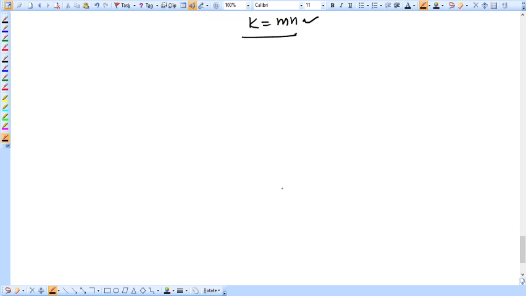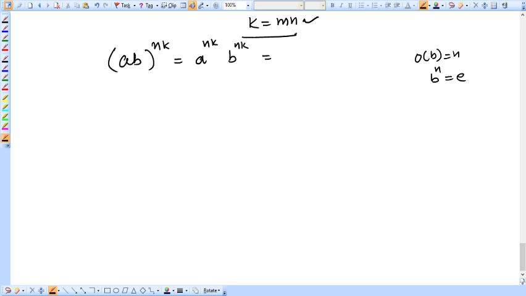Firstly, you see, AB raised to power nk, what will it be equal to? We can write it as A raised to power nk, B raised to power nk, because AB is equal to BA. Now you see, order of B is equal to n, so what does this mean? B power n is equal to E.